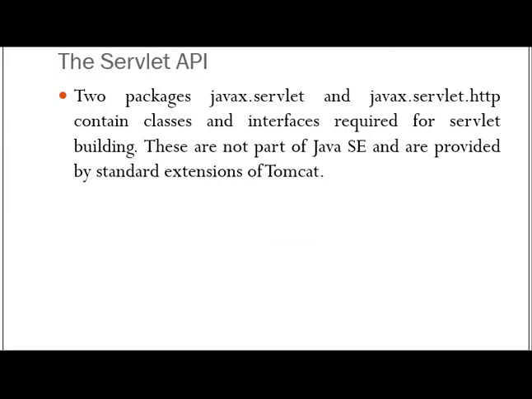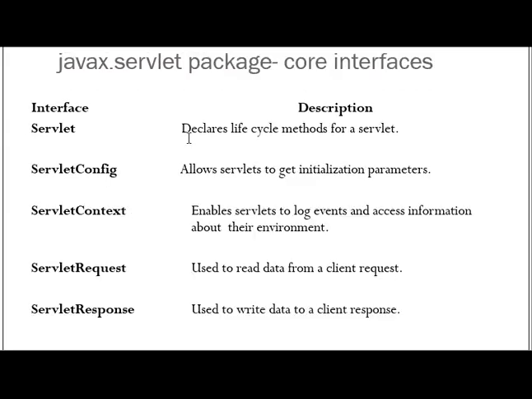The servlet API. With these basic examples, let us look at the servlet API itself. Two packages are there in the servlet API, that is javax.servlet and javax.servlet.http. They contain the classes and the interfaces that are required for the development of a servlet. This javax.servlet package has the core interfaces.